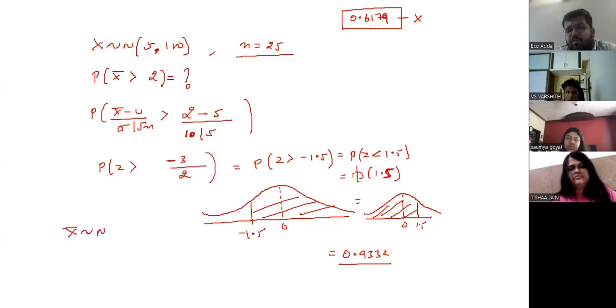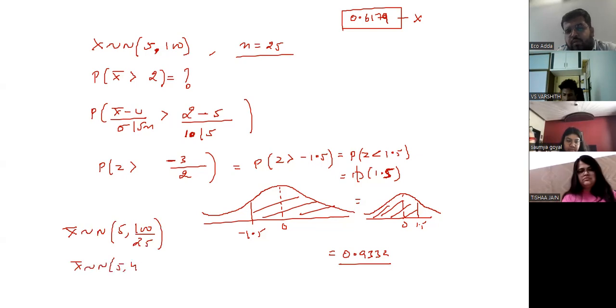x bar follows normal distribution with mu, which is 5, and sigma square by n, which is 100/25, so 4. That is, x bar follows a normal distribution with 5, 4. Now this is nothing but the standard error of x bar, where the variance is 4, so the standard deviation is 2. Can we say that? So in this case, this is 2.